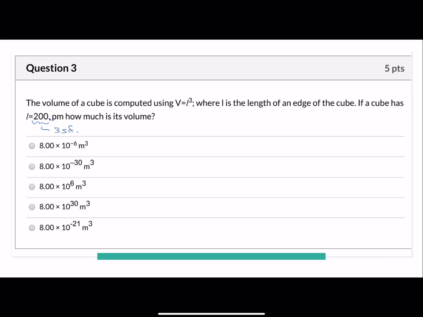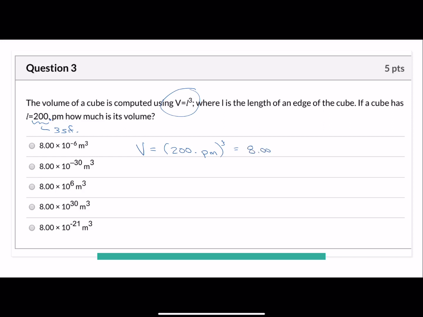So how am I going to figure out the volume? Well, if I know the length of one of the sides is 200 picometers and I know this formula for volume, I can just substitute that number in there. So I'm going to put that volume is going to be equal to my 200, don't forget the decimal to indicate the three sig figs, picometers cubed. And when I punch that in my calculator, I end up with 8.00.